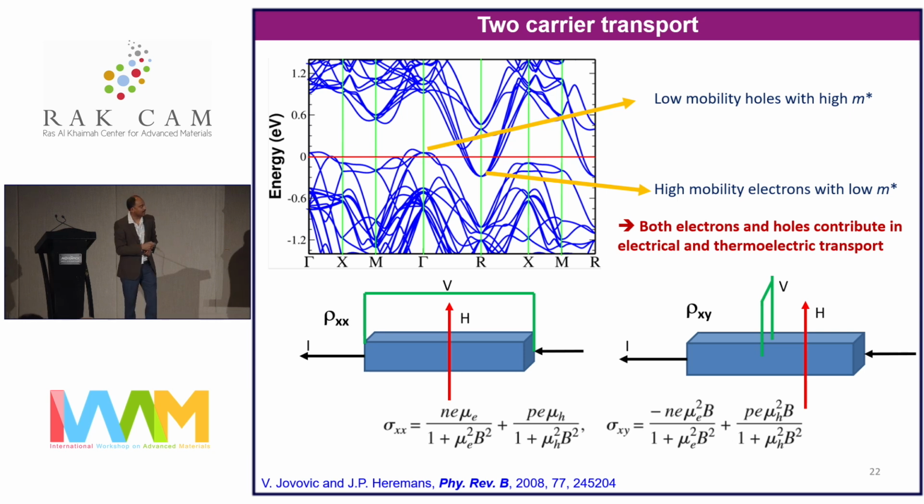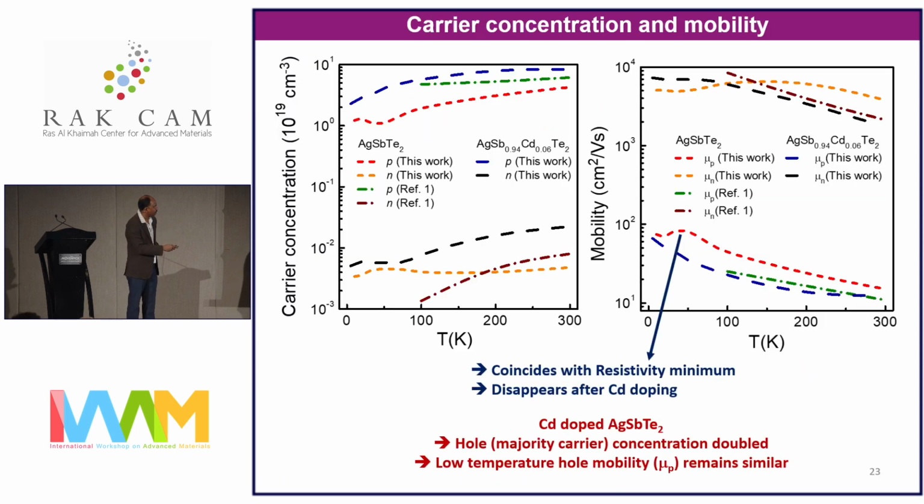So you can see here, this is a very busy plot. I'll simplify it in a minute. So this is the carrier concentration of pristine AgSbTe2. This is the hole concentration.